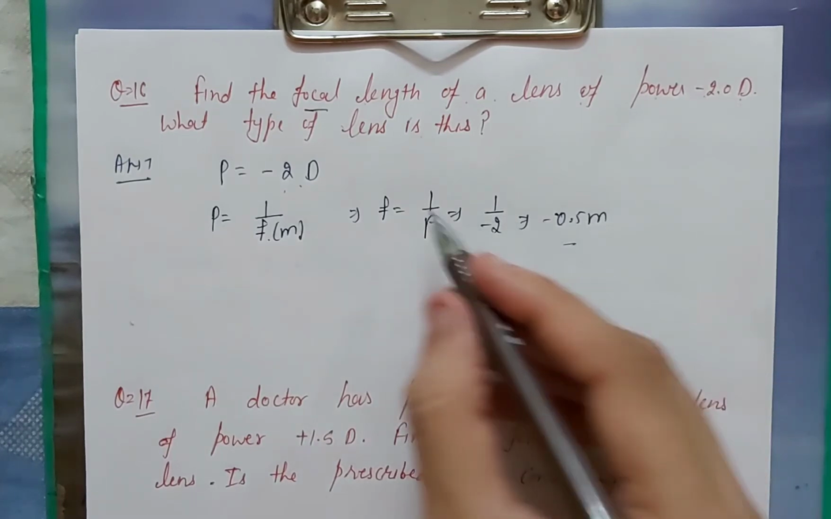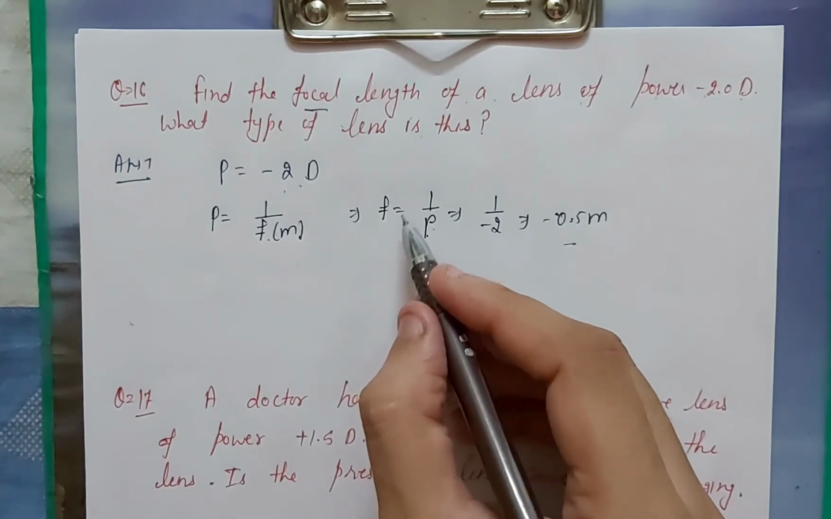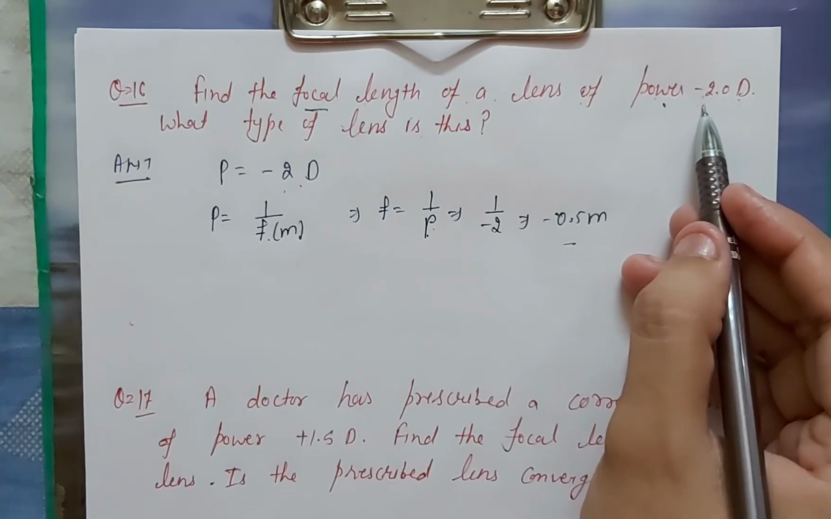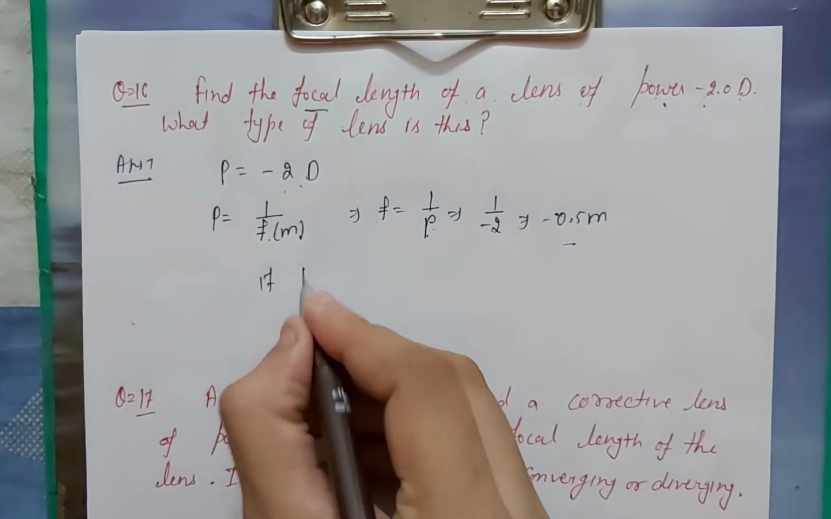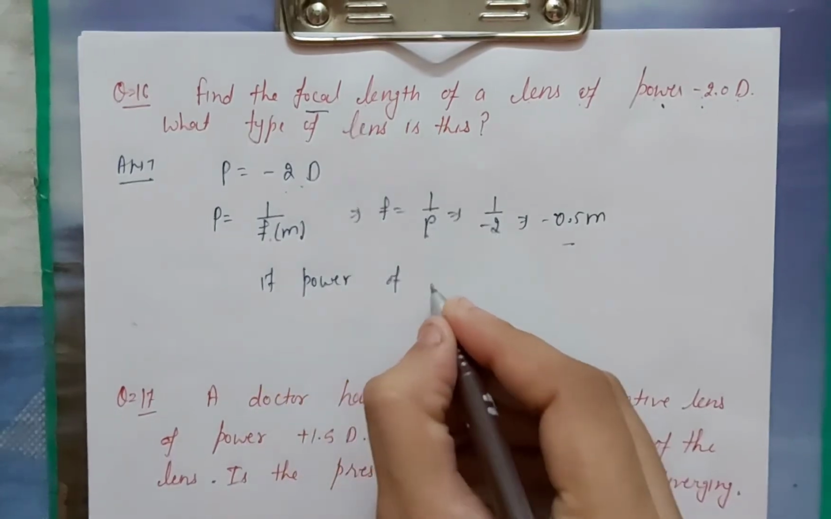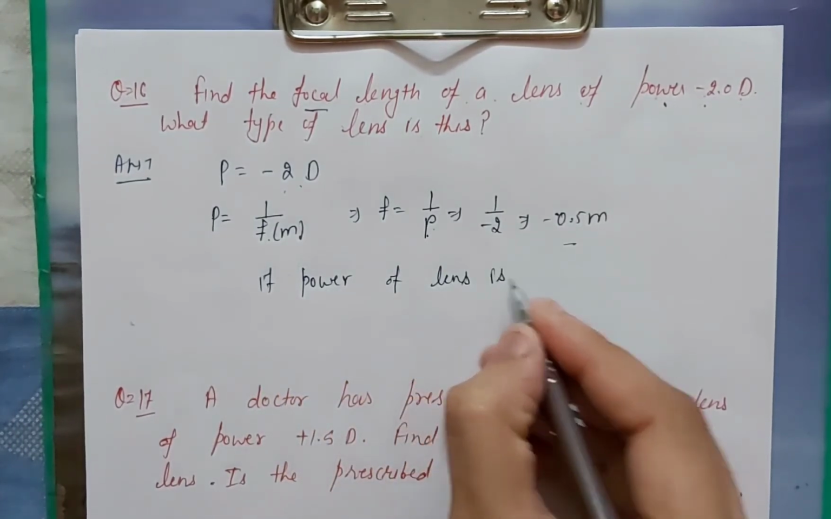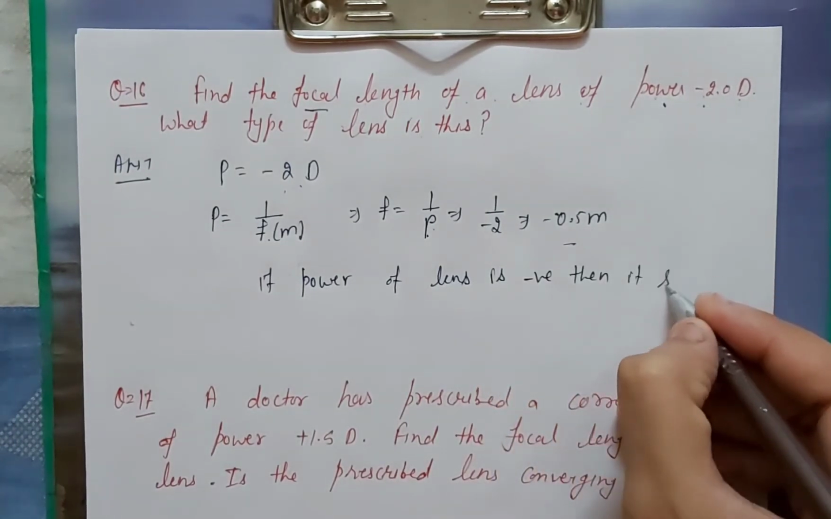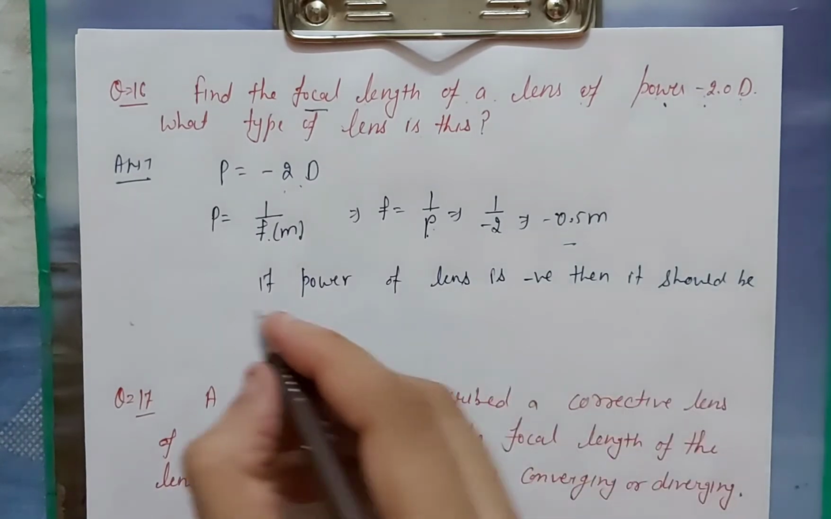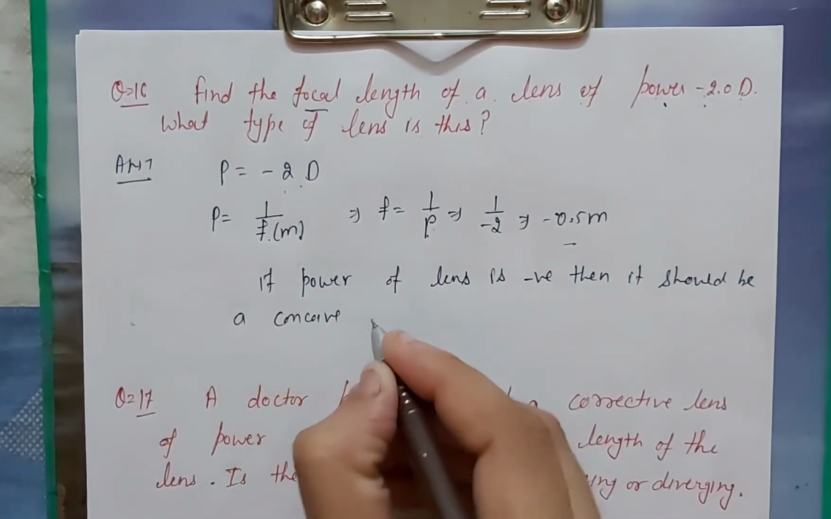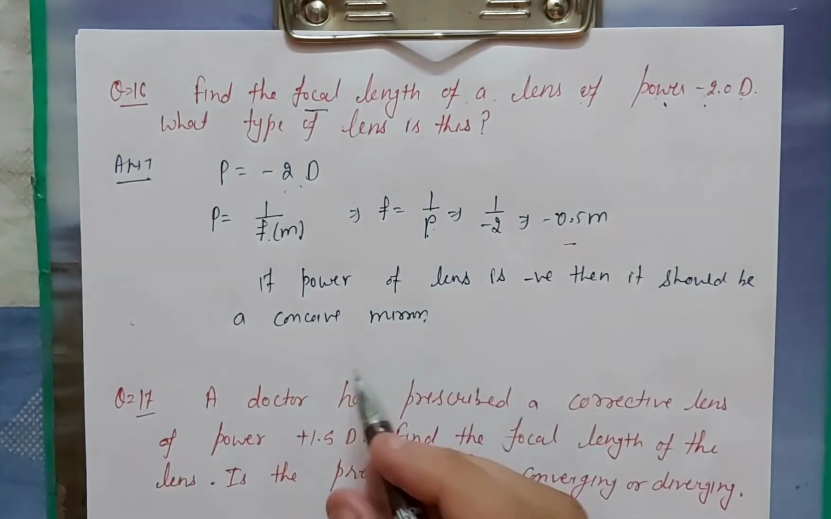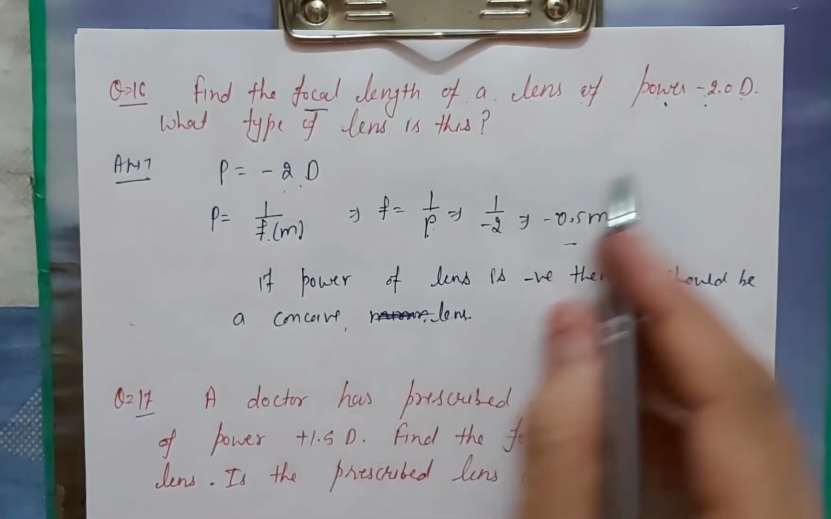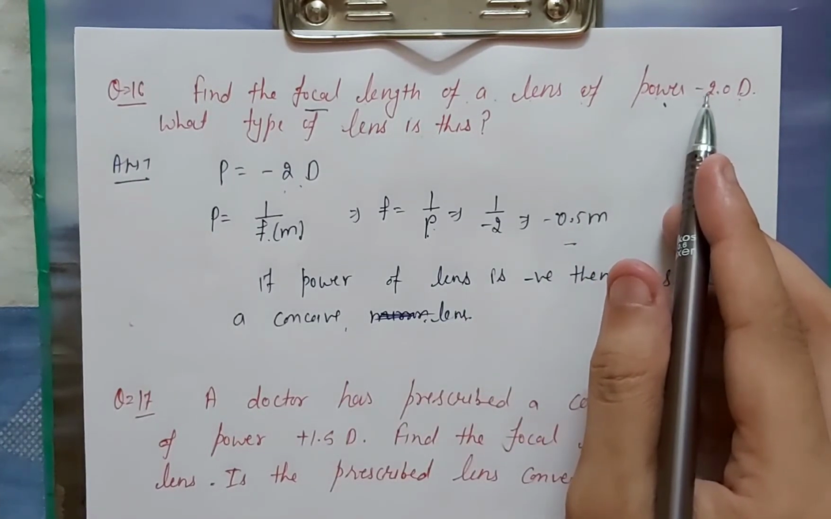Since the power of lens is given negative, so it must be a concave lens. If power of lens is negative, then it should be a concave lens. If its value is positive, then it should be a convex lens.